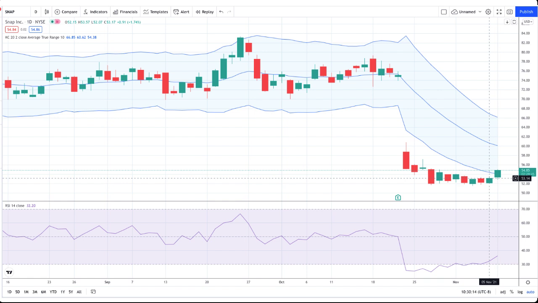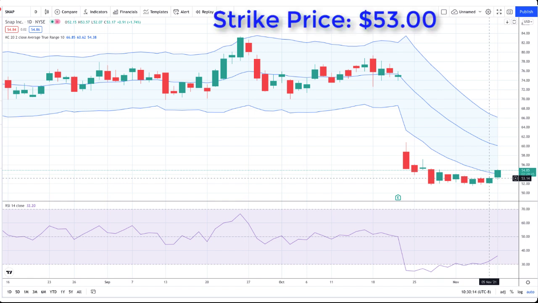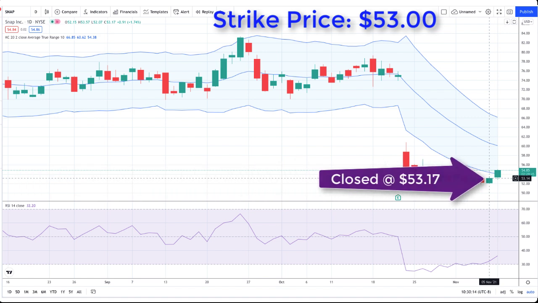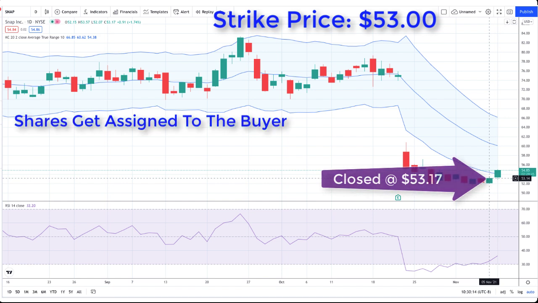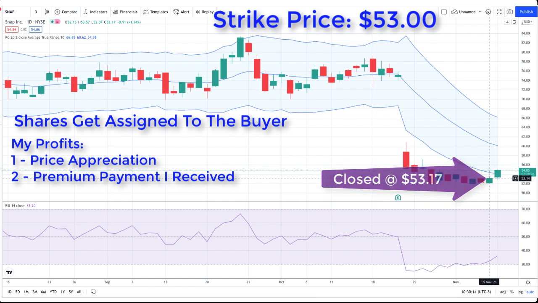Here's a daily chart going back for 3 months, but I want to focus on the expiration date of November 5th. And just as a quick reminder, for this covered call option contract, I have selected a strike price of $53. And here we can see that the stock closed at $53.17. With the closing market price above my strike price, it means that my shares will get assigned to the buyer. And my profits will be from the payment I receive for my shares, that is the capital price appreciation, plus I still keep all the premium payment that I received.